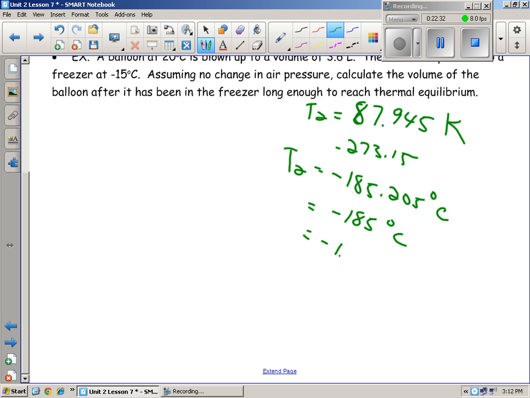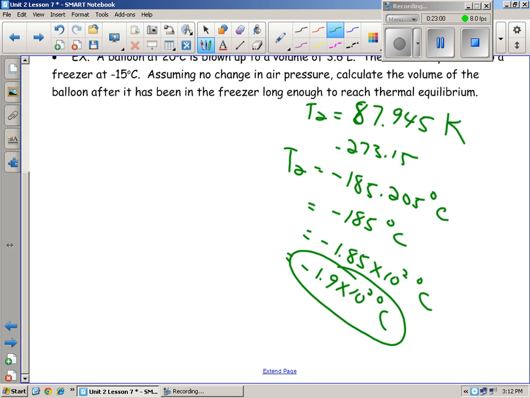Well, let me just do this first. Do you agree those two numbers are the same? Scientific notation-wise, those two numbers are the same, yes? They are. Negative 185 is negative 1.85 times 10 to the 2. Problem, it still has 3 significant digits. So you need to do some rounding here. Negative 1.9 times 10 to the 2 degrees Celsius. Final answer. Okay? So there's quite a bit involved with that, especially at the end.